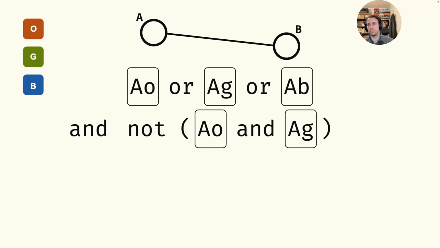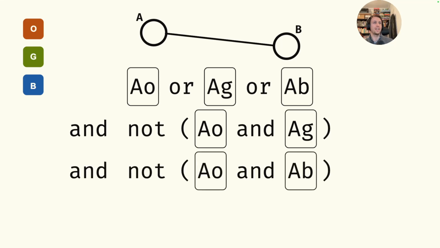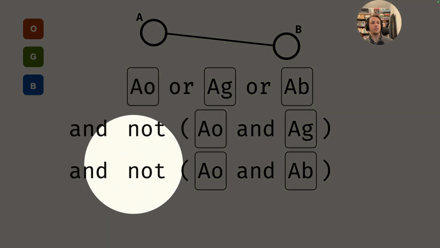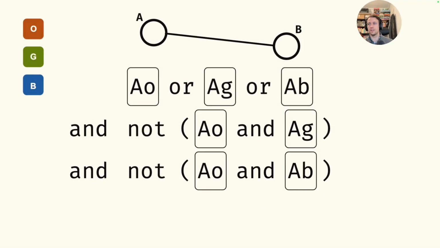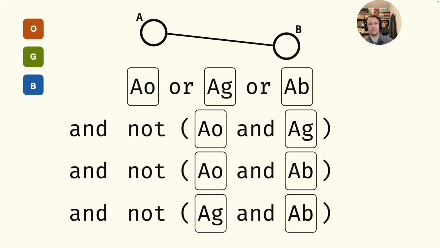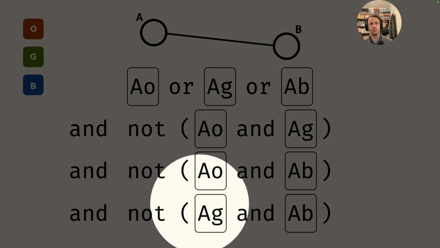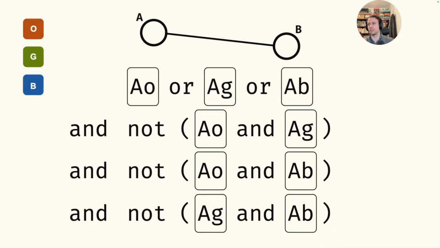But this needs to be completed further. I also need to say, and I do not want orange and blue on the same vertex. And, by the way, I do not want green and blue on the same vertex.